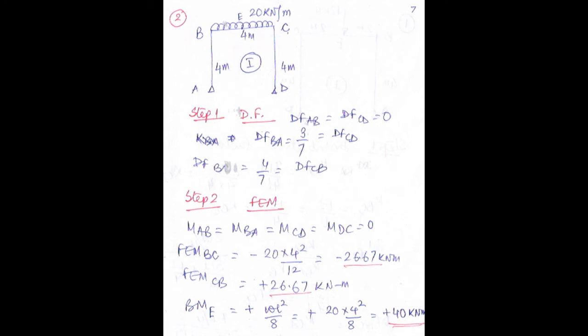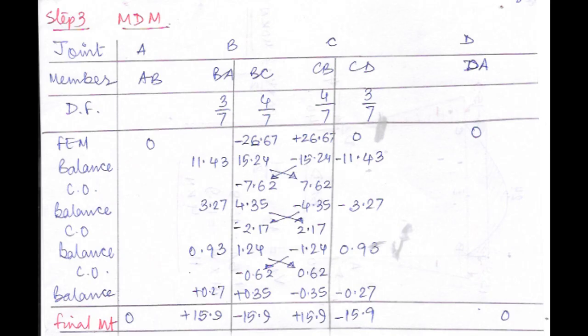I hope you are writing down the problem with me. So while I proceed with the video, it will be easier for you to refer to the previous step. Now let us start with step number 3, the moment distribution method. As I have told you, the first row will be the joints A, B, C, D. Second row is the members AB, BA, BC, CB, CD, DC. Like that way you write.